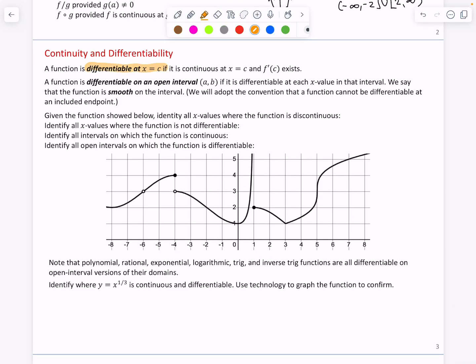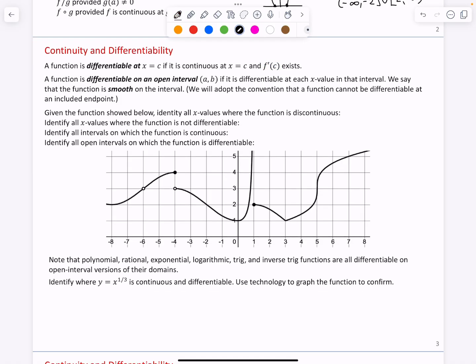Now, a function is differentiable at x equals c if it is continuous at x equals c and f prime of c exists. F prime of c stands for the slope of the line that is tangent to the curve at x equals c. And to say that f prime of c exists means that the slope of that line must be a unique finite value. So in other words, at x equals c, a unique tangent line is possible with a defined slope.